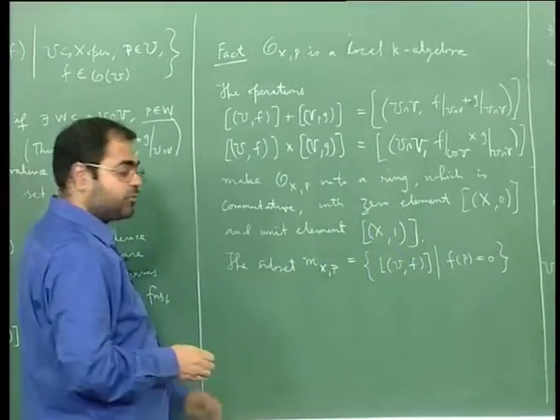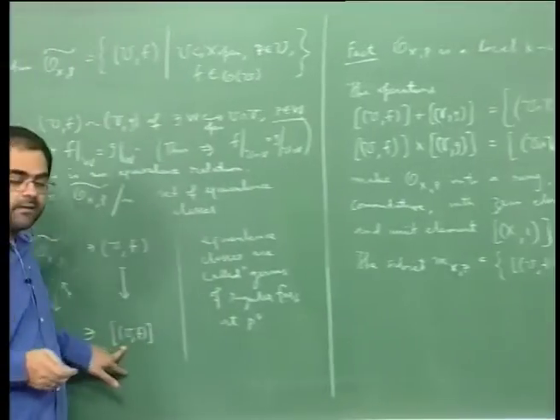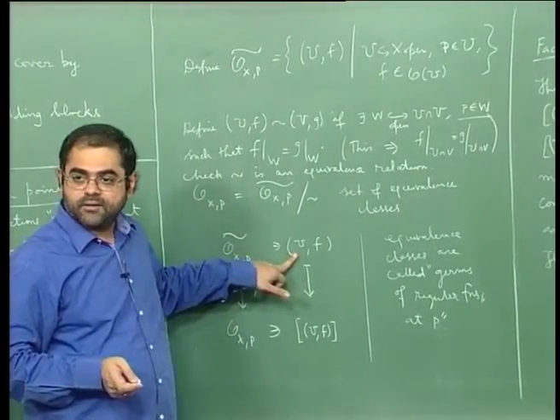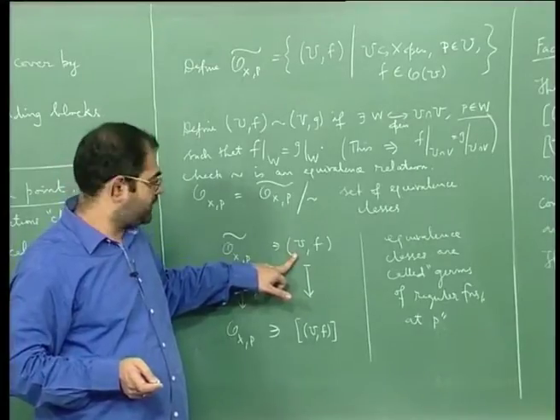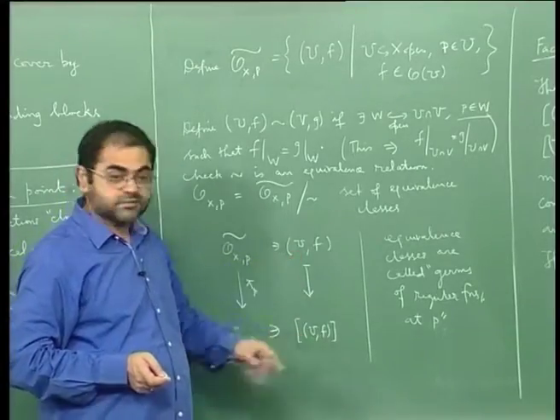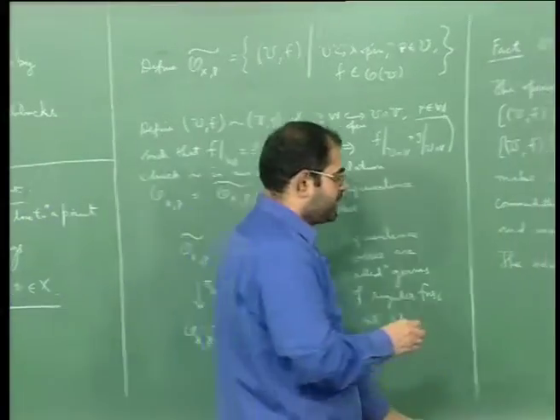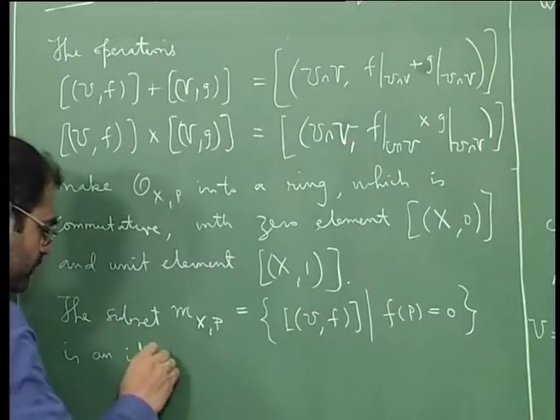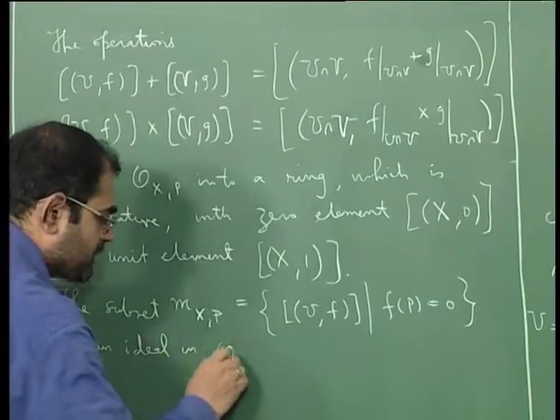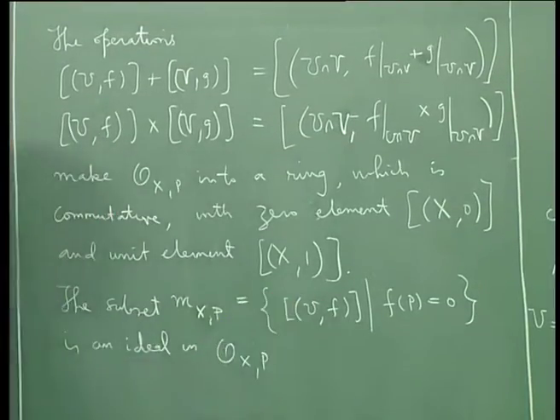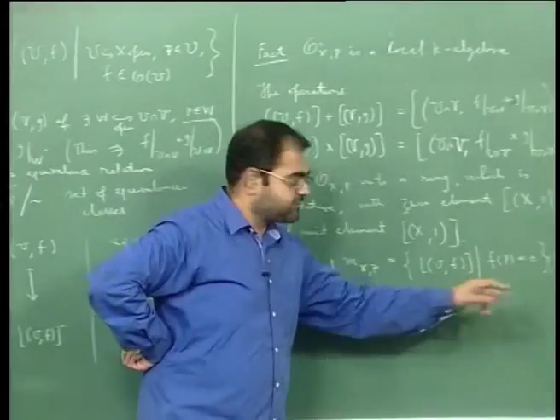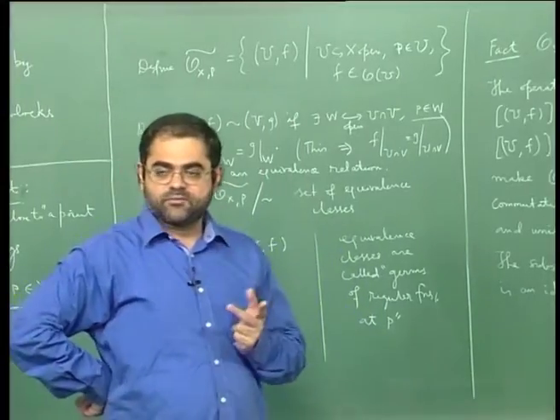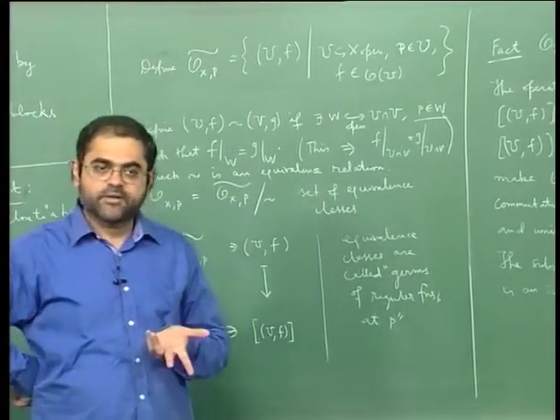Okay, so whenever you take a germ, it is represented by a regular function on a neighborhood, and you take all those, the subset which corresponds to functions which vanish at that point. Okay, then this is an ideal in O_{X,P}, that is very clear, because if a function vanishes at a point, then a function multiplied by any other function will also vanish at that point, and the sum of two functions vanishing at a point will also vanish at that point, so it is an ideal.